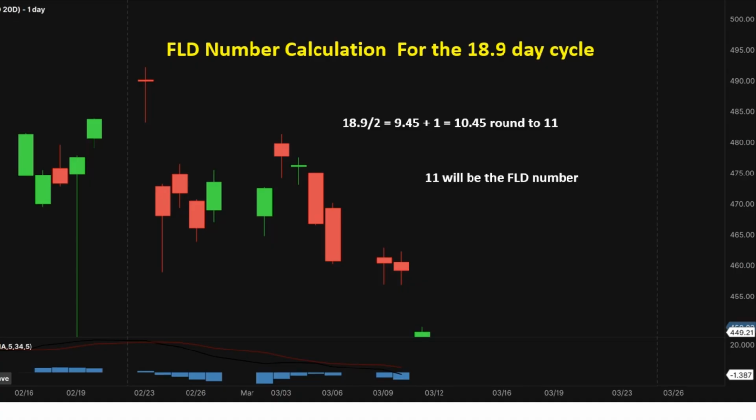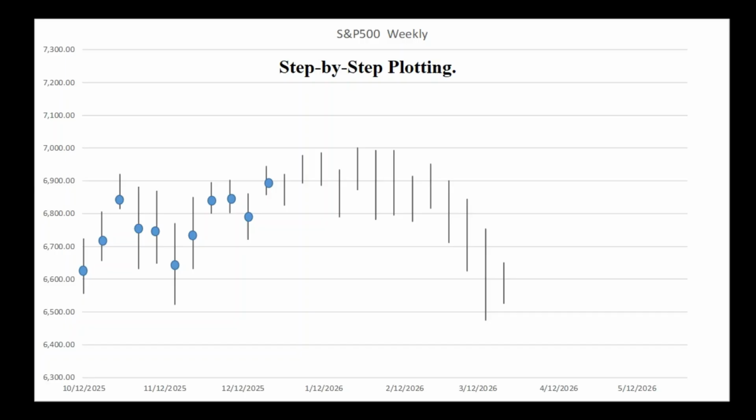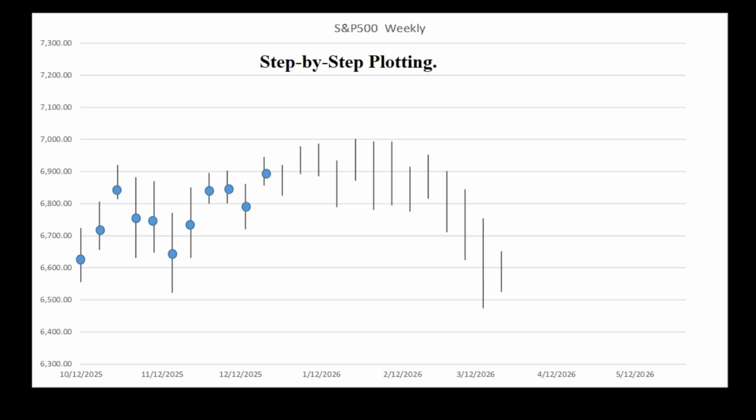By using the median price of each bar, we strip away the noise and reveal the true heartbeat of the cycle. Step-by-step plotting. Plotting the FLD is a straightforward process. First, identify your starting point at the most recent price bar on the far right. Count backward to the left until you reach your FLD number. Take the average price of that past bar and project it into the first empty space in the future. We place the midpoint from day 11 to the next bar, then the midpoint from day 10 here. Continue this sequence. Move one bar forward in the past and plot it one space forward in the future.